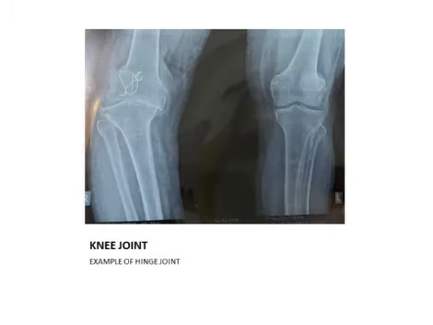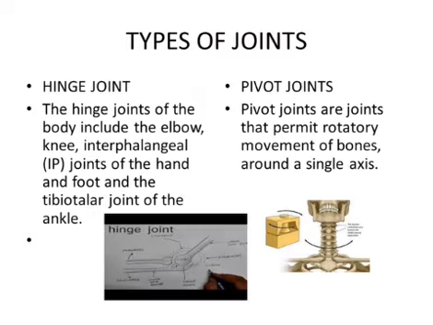See, this is the example of the knee joint. Okay. Now we move to the topic of types of joints. First come the hinge joints. The hinge joints of the body include the elbow joint, knee joint, interphalangeal joints, and tibio-talar joint. That is too much for you to remember. Just remember the hinge joint. The best example of the hinge joint is your elbow joint. Got it? Elbow joint and knee joint. Just remember these two things.